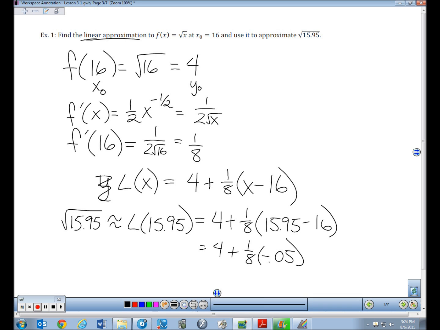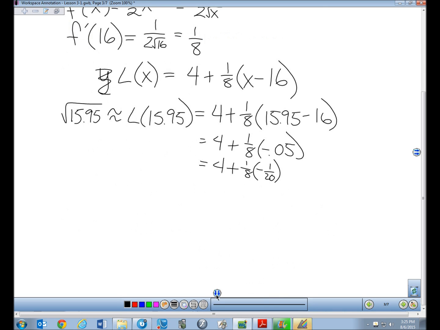Now, if you're okay with simplifying this and actually doing the arithmetic, this is 4 plus 1/8 times negative 1 over 20, which is 4 minus 1 over 160, which is going to be 640 minus 1, so 639 over 160. So 639 over 160 is my approximation for the square root of 15.95.